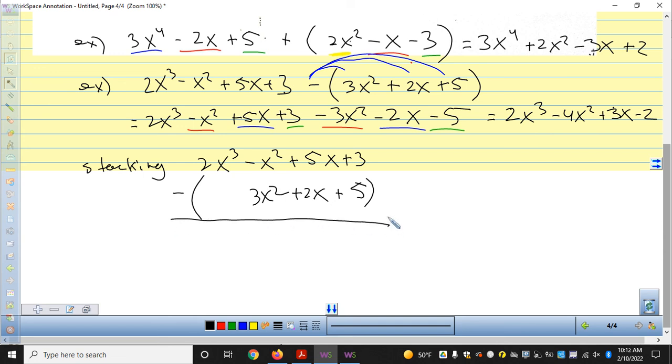Subtracting is a little trickier because I have to remember I'm subtracting. 2x to the third minus, I can think of this as 0. I just get a 2x to the third. Negative x squared minus 3x squared is minus 4x squared. 5x minus 2x is 3x. And 3 minus 5 is negative 2. I get the same answer, just a different way of setting it up and looking at it. But remember, with subtraction, you're subtracting everything.